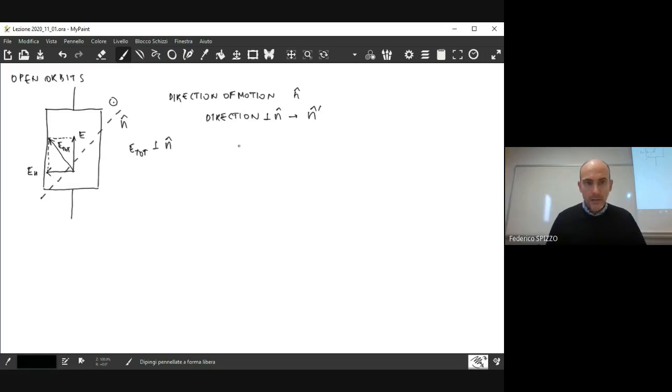In this configuration, what may we say concerning the electric field? So the electric field, in principle, is not said to be either parallel or orthogonal to n, because when you apply the external field from the outside, in principle, you do not know what is the direction of the open orbit. So E is written as a combination of these two terms, and now I will comment on those.